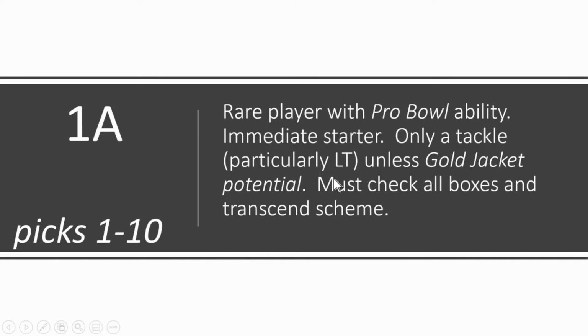If he has gold jacket potential, meaning he's a Hall of Famer, then he can be a center or a guard. This particular player in the top third of the first round has to check all the boxes, meaning he has to be adequate at least at every single criteria, and he has to transcend scheme. To give a player a 1A grade, he has to be a Pro Bowl player for all 32 teams in the league, regardless of what their scheme is.